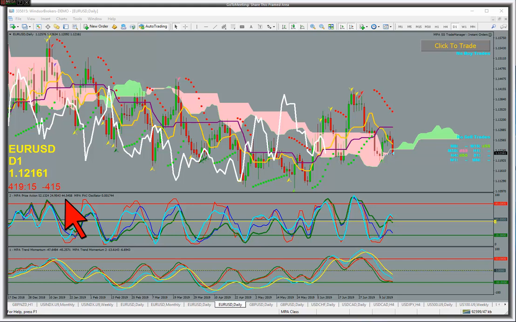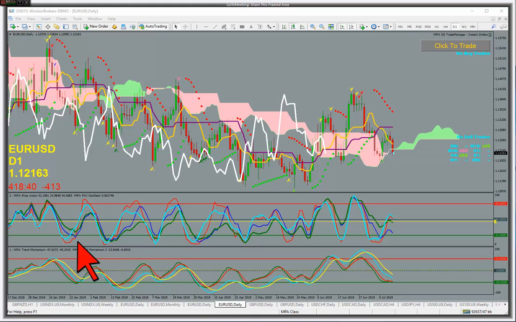MPA, Market Price Anticipator, and what is this particular indicator? It is the price action indicator. And the next one here says MPA, and it is the trend momentum. Well, the trend momentum, we have two of them. There's a trend momentum and a trend momentum 2. Trend momentum is the green and red, the one I'm highlighting now, and the trend momentum 2 is this light blue and aqua. They go in tandem together and they're ideal together.